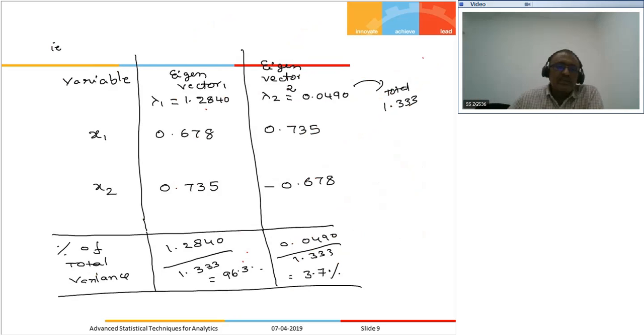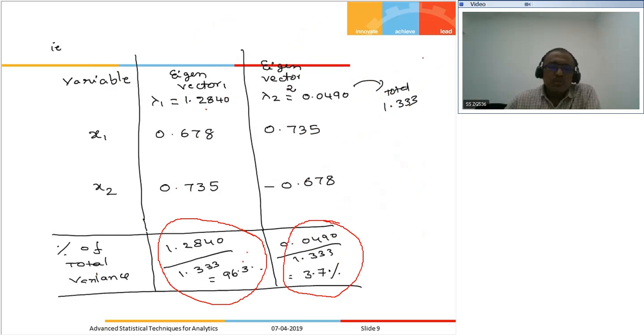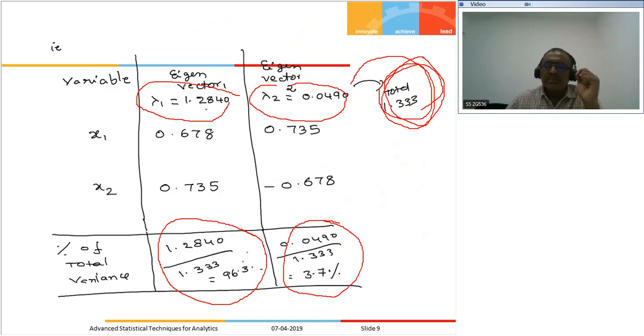In that case, we go with this percentage of total variance. Okay, this is what we use. The total variance is nothing but lambda 1 plus lambda 2. Lambda 1 plus lambda 2 gives the total variance. This is 1.33. So the total variance is 1.33, out of which the contribution of lambda 1 we need to calculate, that is 1.2840 by lambda 1 plus lambda 2. That means it is 96.3%. And if we consider the contribution of lambda 2, then it is lambda 2 value by lambda 1 plus lambda 2, that is 3.7%.